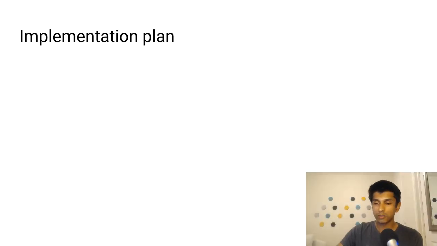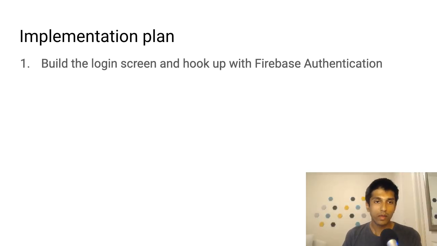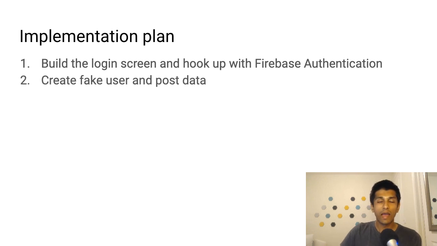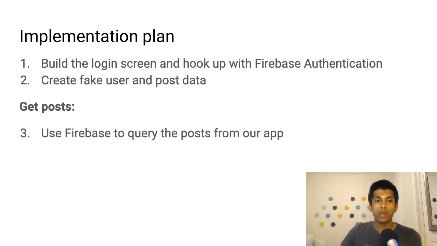So with this knowledge in hand, now we can come up with the implementation plan. The first thing we'll do is worry about login and authentication. So we'll build the UI for login and hook it up with Firebase authentication. And after that, we'll create fake user data along with some fake posts so we can make our app more interesting. The first thing we want to do once we have that fake data is be able to retrieve posts. So the first thing we'll do is, don't worry about the UI, but just make a query to Firebase to get posts for our app. And then second, we'll use a recycler view component to display the posts.